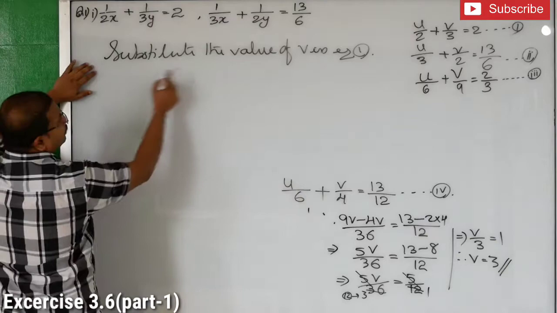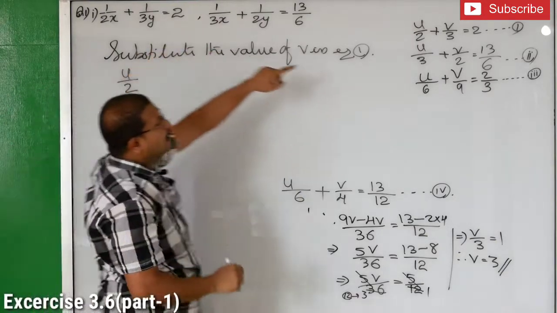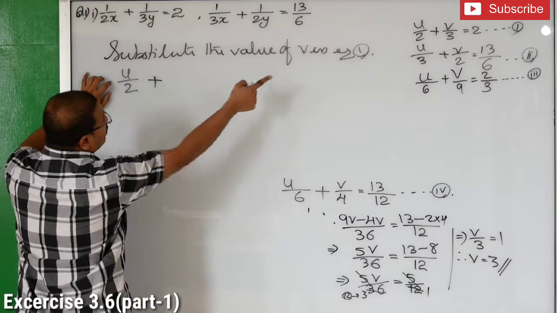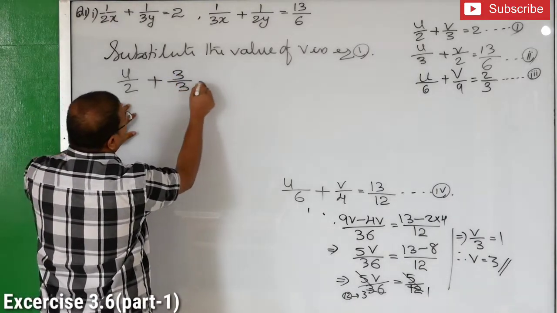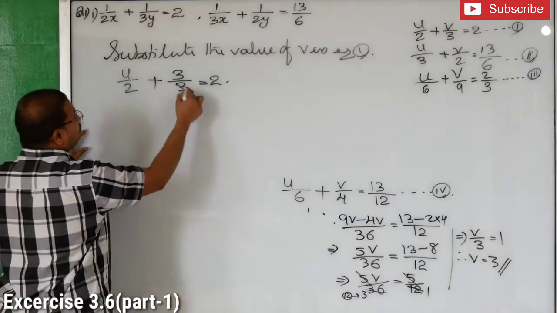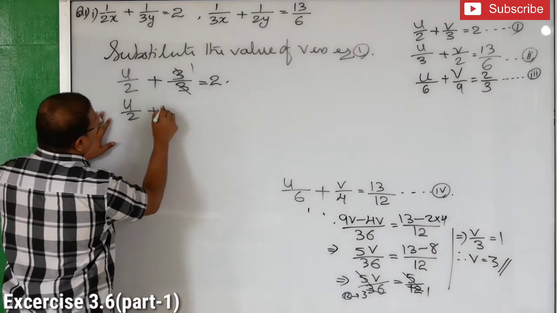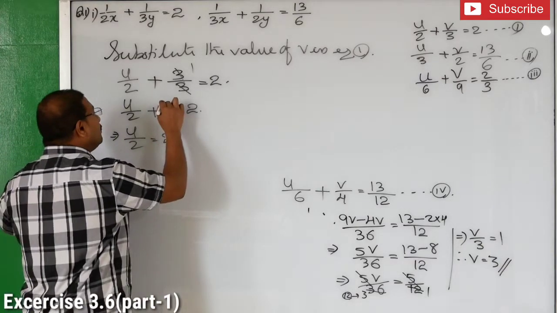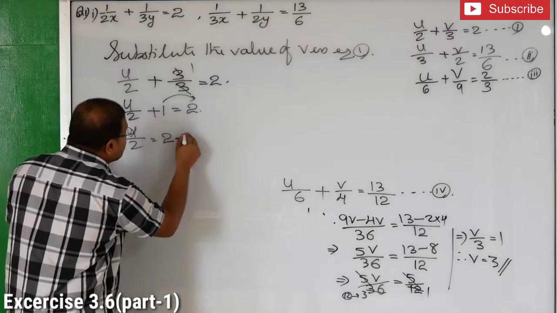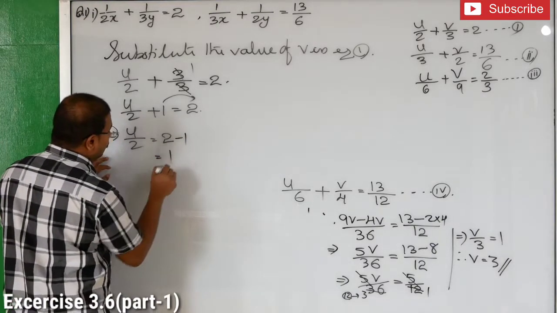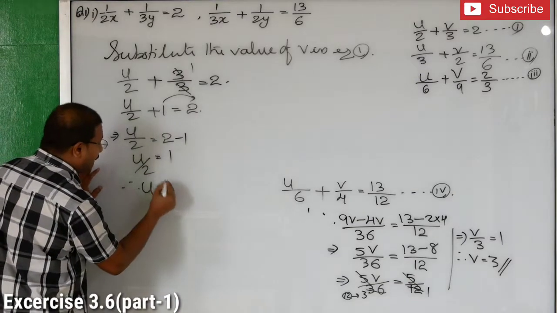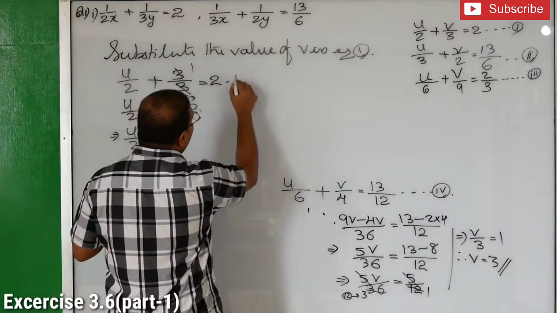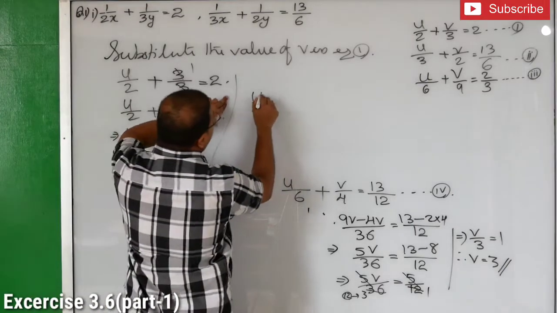See the first equation. The first equation is U by 2 plus V by 3 equals 2. That means U by 2 plus, in place of V, what will you write? 3. That means 3 by 3 equals 2. Ready? Now 3 will cancel, we will get only 1. That means U by 2 plus 1 equals 2. This implies U by 2 equals 2, and the 1 goes to the other side as minus 1. That means we will get 2 minus 1, 1. That is U by 2 equals 1. Therefore, U equals, 2 goes to the other side and will multiply, that means 2. Ready? Now we got the values of U and V. Now U equals 2.